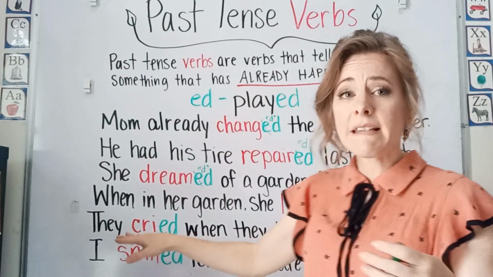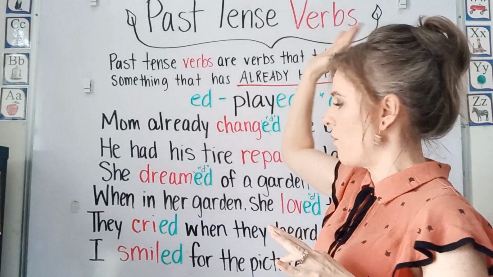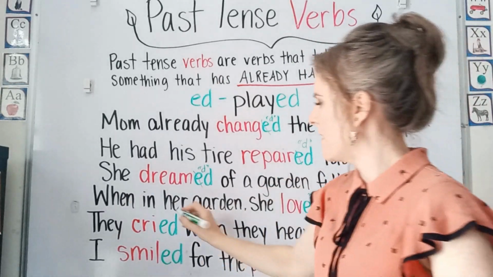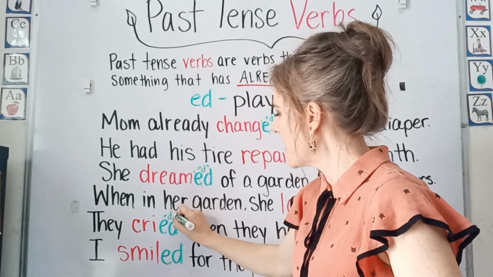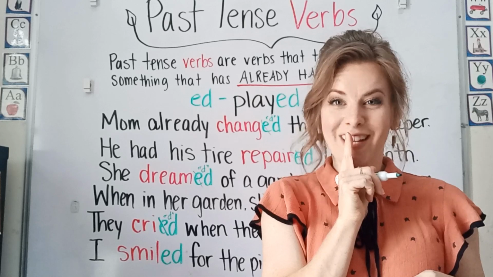They cried when they heard the sad story. Okay, so when they heard the sad story, they cried. They did this in the past. It's already happened. It's over with. They cried. D, d, d, d. This ed makes the D sound. The E is silent. You don't even hear it.